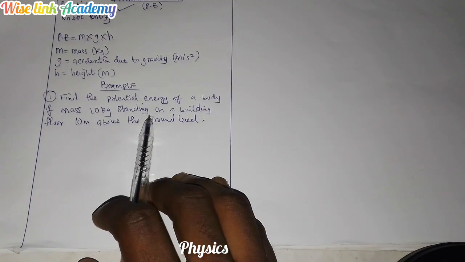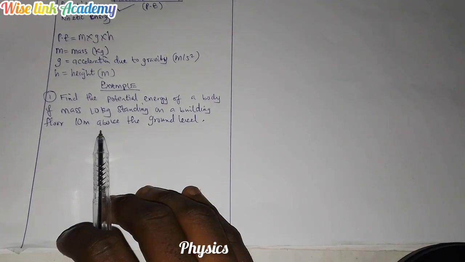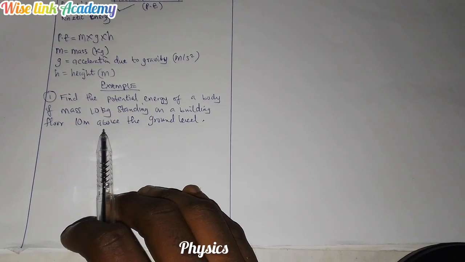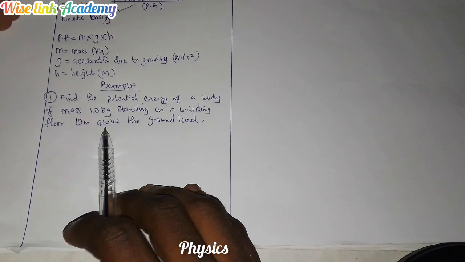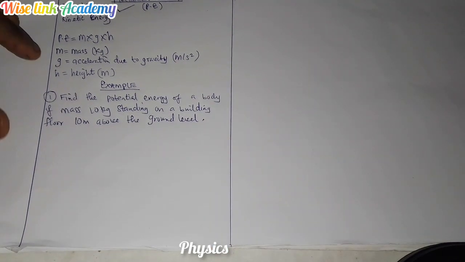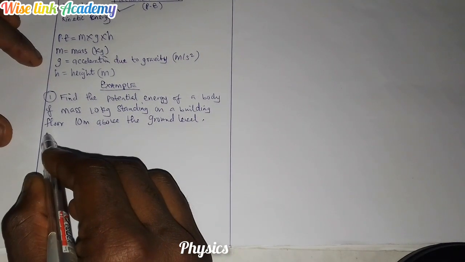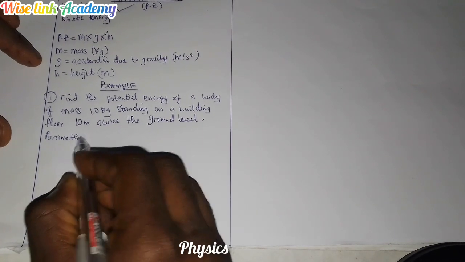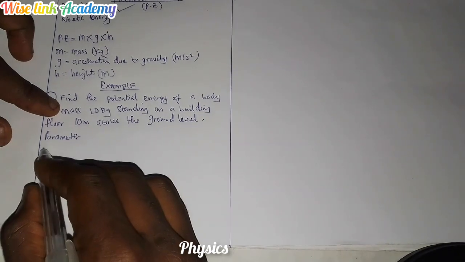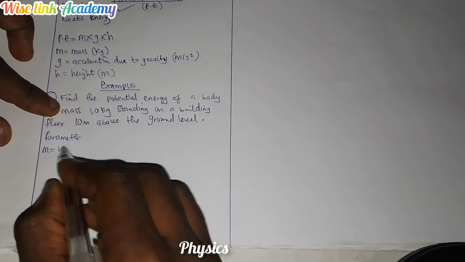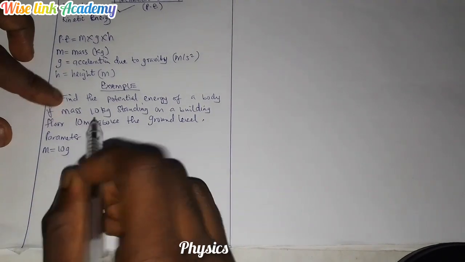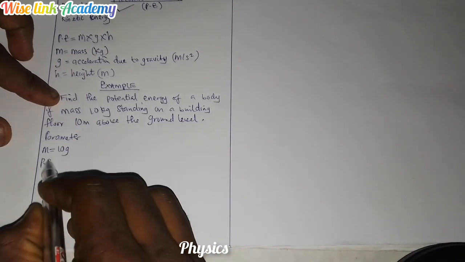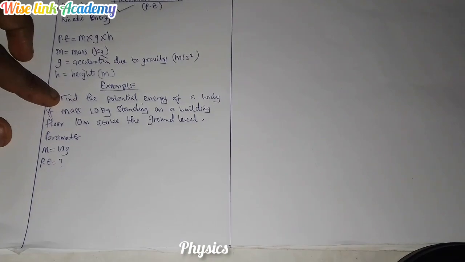As I always tell my students, whenever you see a physics question, the first thing to do is write out your parameters. So what are the parameters here? We are given our mass to be what? 10 kg, isn't it? Mass 10 kg. Find the potential energy, PE. We're looking for it, isn't it?